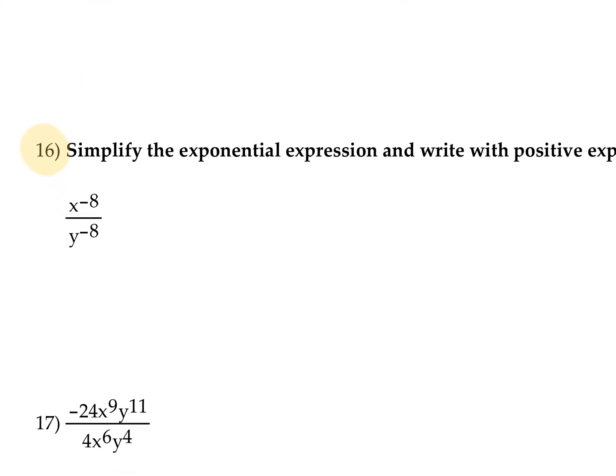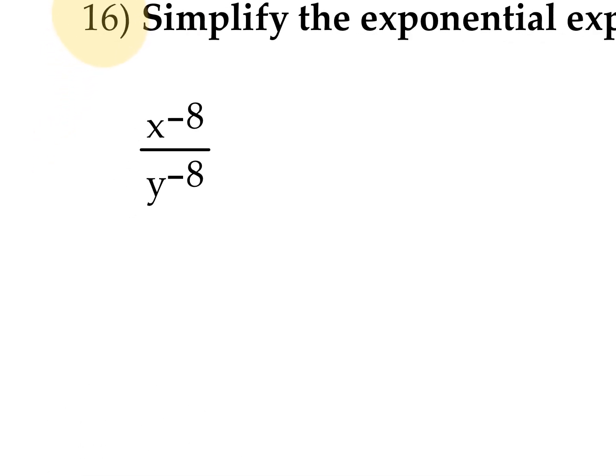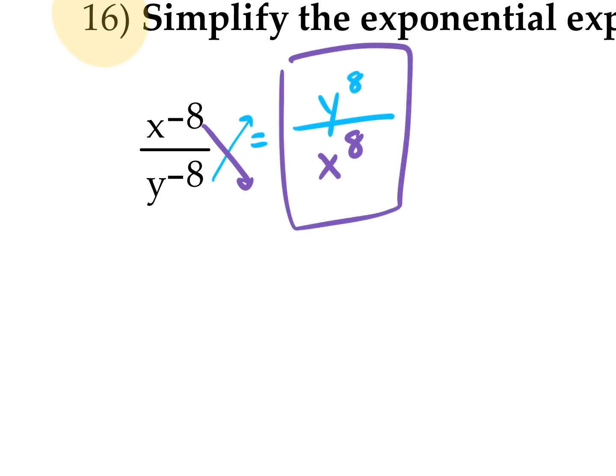For 16, we need to simplify the expression and write with positive exponents. Do these have the same base? No. So can I combine them together? No. But how can I make them have positive exponents? Switch them. So if it's on the bottom and it's negative, we're going to move it to the top. So that would be y to the power of 8 on top. If it has a negative exponent on the top, we move it to the bottom. So we'd put x to the power of 8 on the bottom. And that would be our answer.